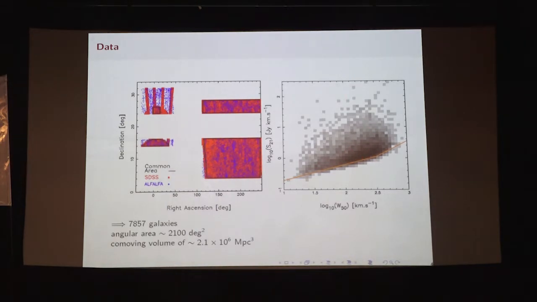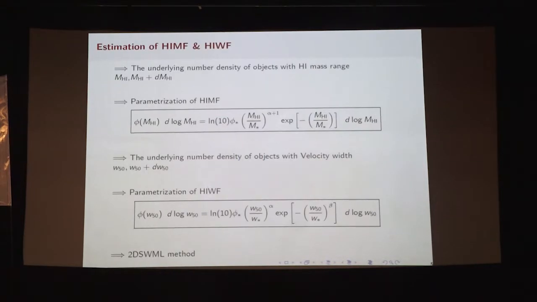Now, the point to be noted here is that the underlying distribution of these galaxies is not only a function of the H1 flux or H1 mass, but this also depends on the parameter W50, the profile width. So, the underlying distribution is a bivariate distribution of H1 mass and W50. So we need to keep this in mind while we estimate the distribution of H1. Now we want to estimate the H1 mass function, H1 width function, and H1 velocity function.